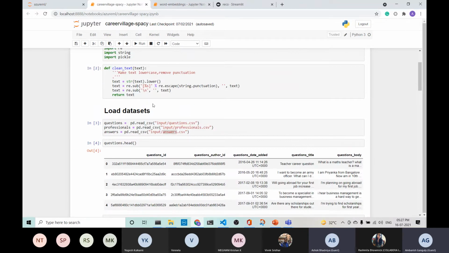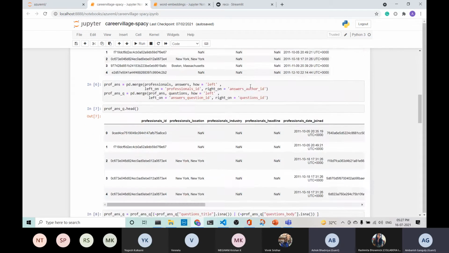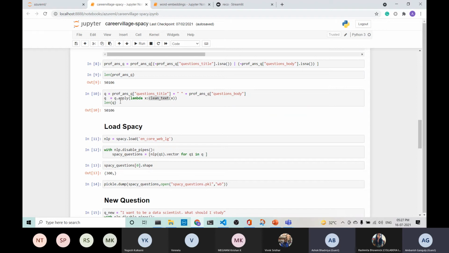I'm just cleaning it, lowercasing, removing the punctuation, and removing the extra white spaces. And then, my repository has around 50,106 questions. So that's a huge lot of questions. And for each question, I have a vector. So it would be a vector for each of the 50,000 questions.